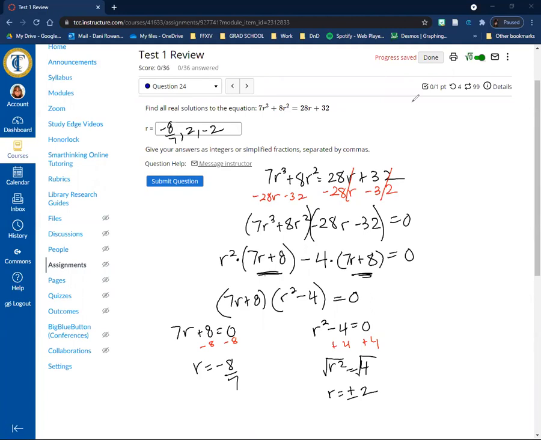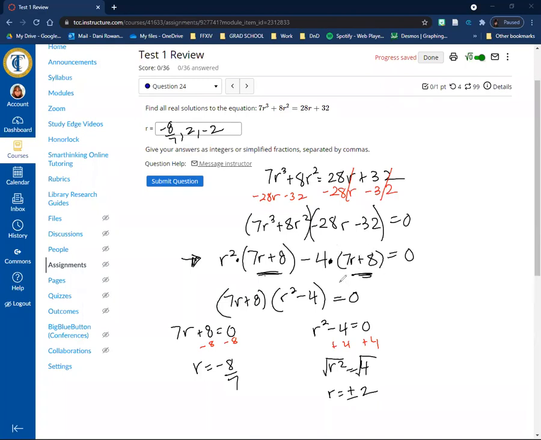I'm kind of lost after we've got the matching pairs of 7r plus 8. Right here? Yes, ma'am. No problem. So this r squared is multiplied by 7r plus 8, and this negative 4 is multiplied by 7r plus 8. So what do these two have in common?